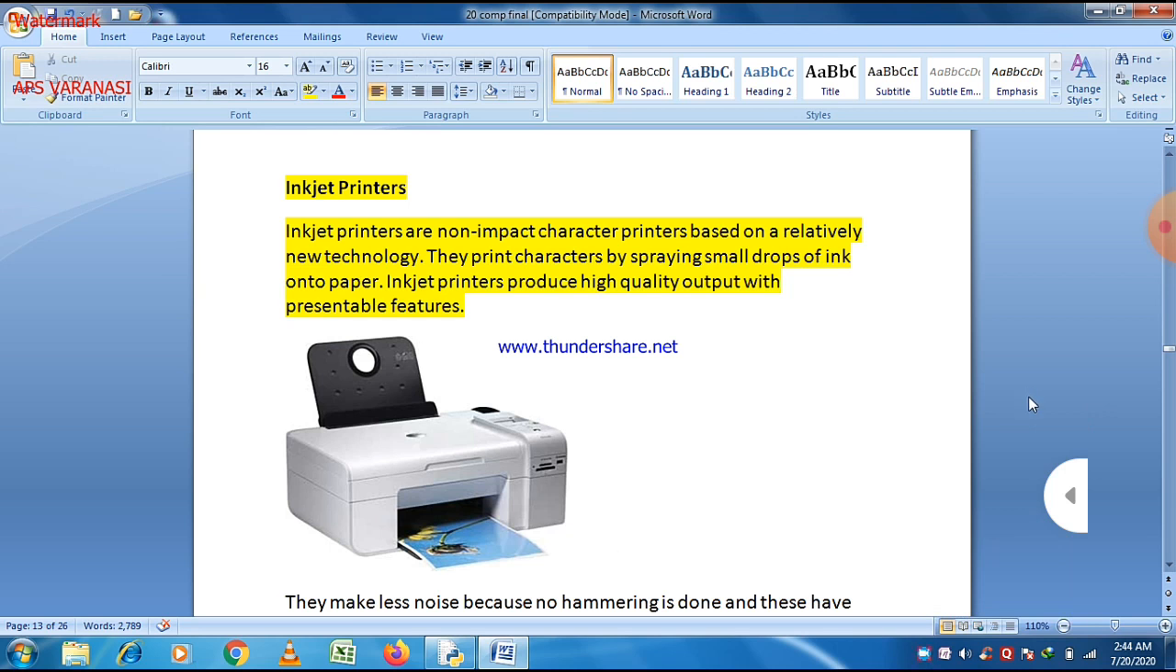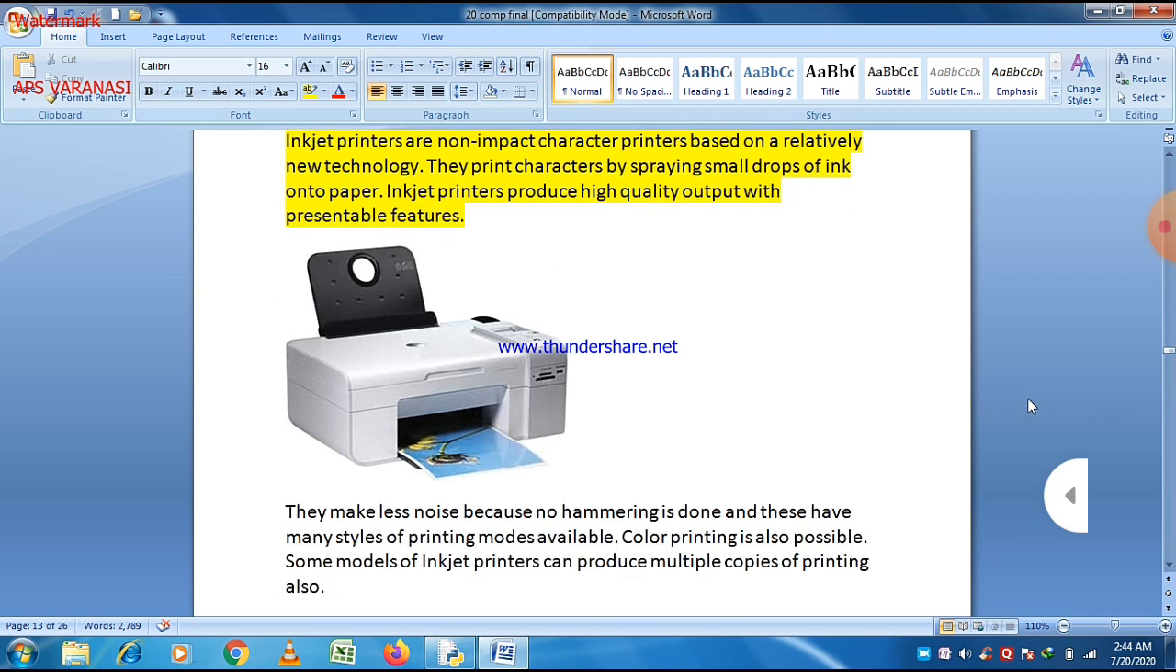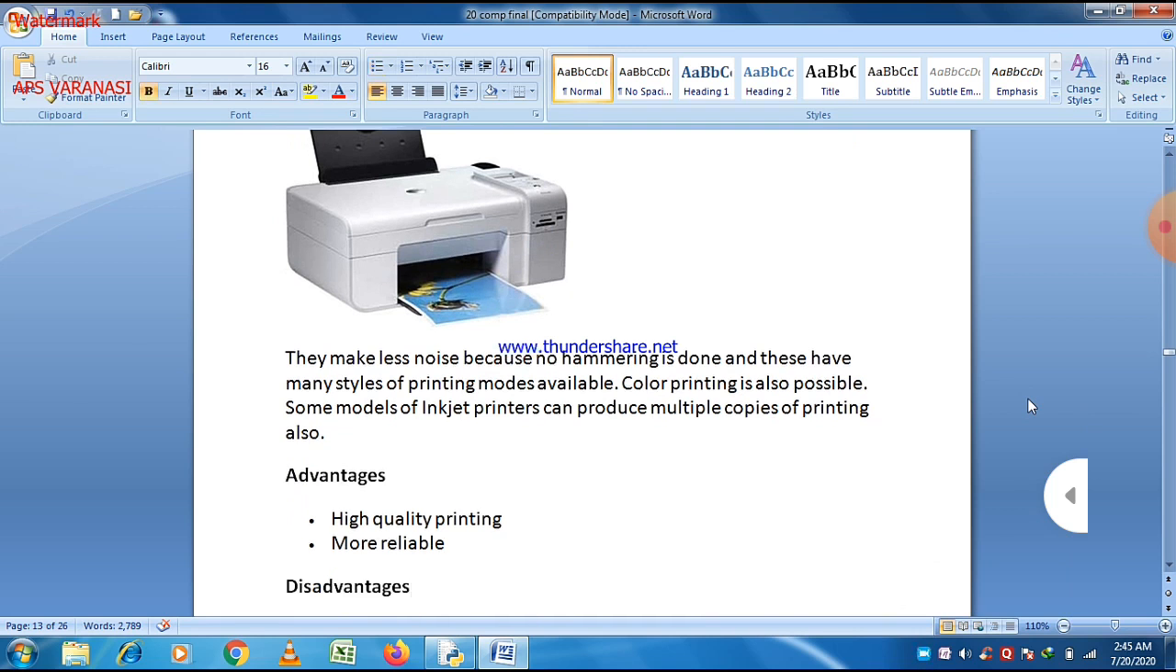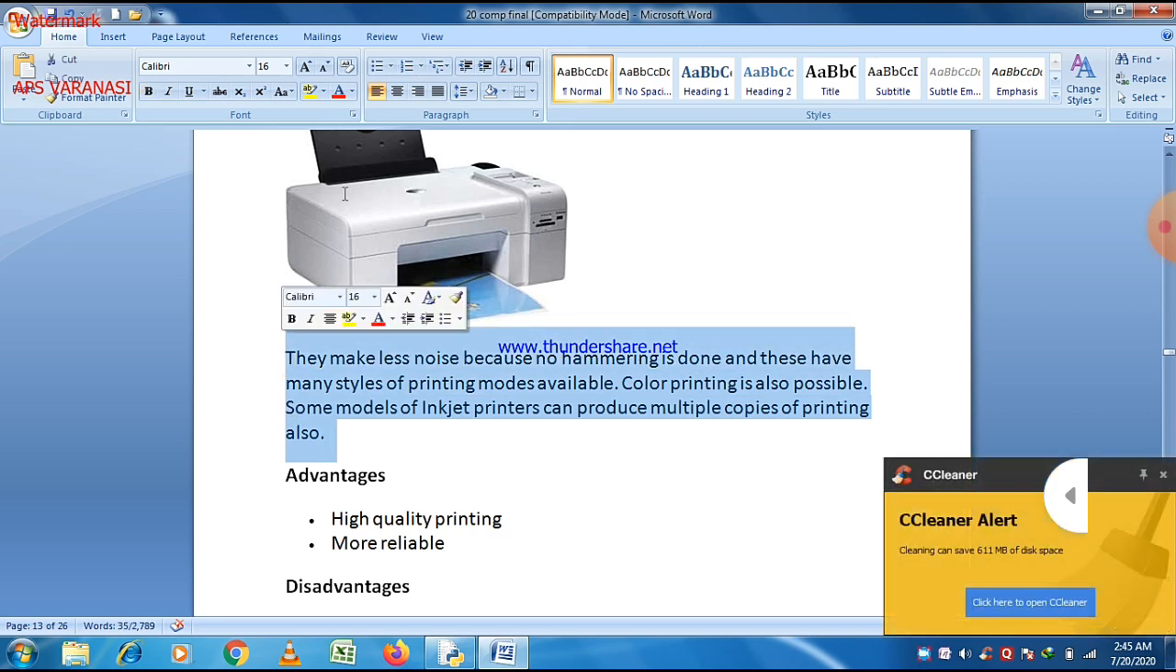They make less noise because no hammering is done, and these have many styles of printing models available. Color printers are also available, and some models of inkjet printers can produce multiple copies of printing also. These are the most common and most popular printers nowadays. Advantages are that it gives us high quality printing and they are more reliable.